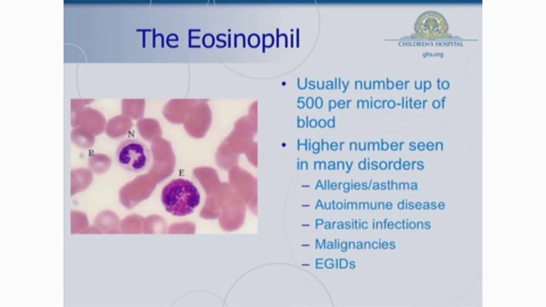Here's an actual picture under a microscope of an eosinophil, and there are actually a couple different cells there. The little red round cells are red blood cells. The one with the N above it is called a neutrophil, and the one with the E above it is the eosinophil. Now, normally you have about 500 of these eosinophils or less in a microliter of blood, a millionth of a liter of blood. And when you see higher numbers, that tends to suggest something else going on. It could be allergies or asthma. It could be some sort of autoimmune disease. It could be a parasite like we talked about. Certain types of malignancies can lead to increased numbers of eosinophils. And then, of course, the EGIDs, which is what we're here to talk about today.